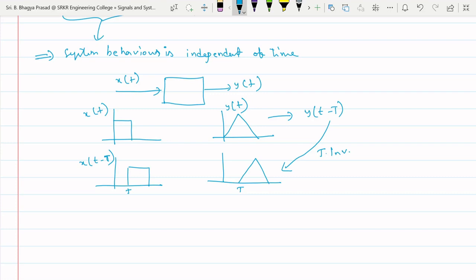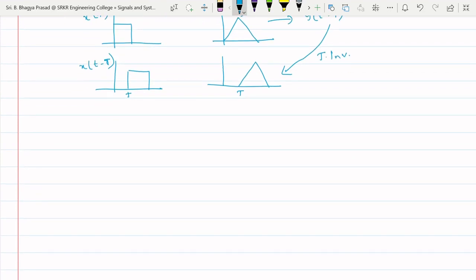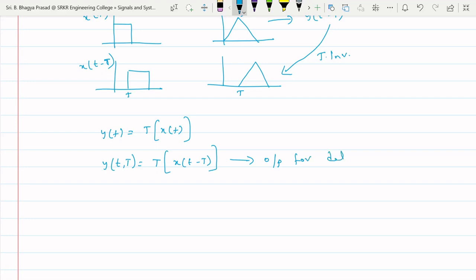I will give a clear picture regarding it. y of t is the output of a system when x of t is the input, and y of t comma T, capital T, is the output when a delayed input was given to it. This is the output for the delayed input x of t minus T.